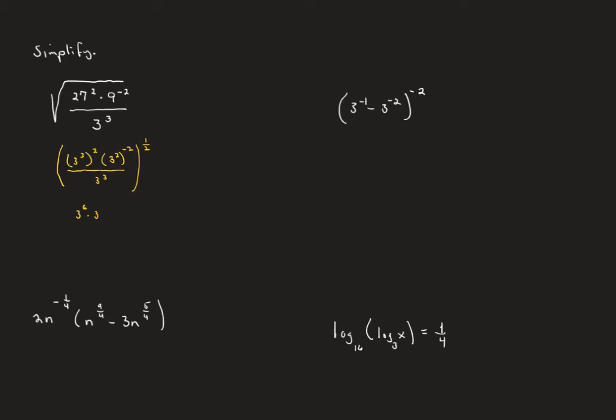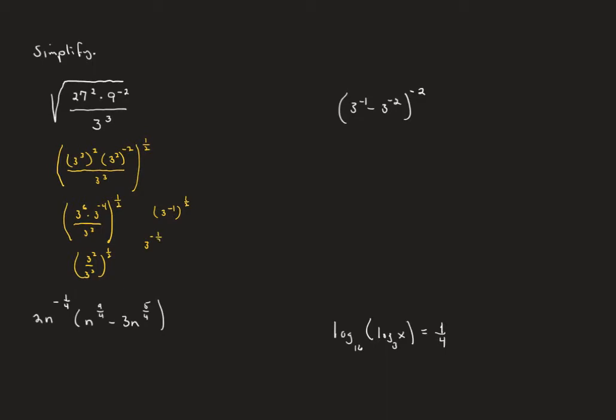3 to the second to the negative 2 is going to be 3 to the negative 4. And we have our 3 to the third here, all raised to the 1/2 power. So we're going to add the exponents there. 6 plus negative 4 is 2. And we're going to subtract our exponents. So 2 minus 3 is negative 1, and that is in turn raised to the 1/2. So we'll multiply those exponents.